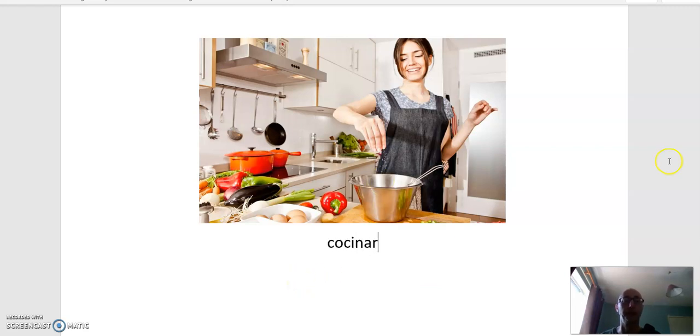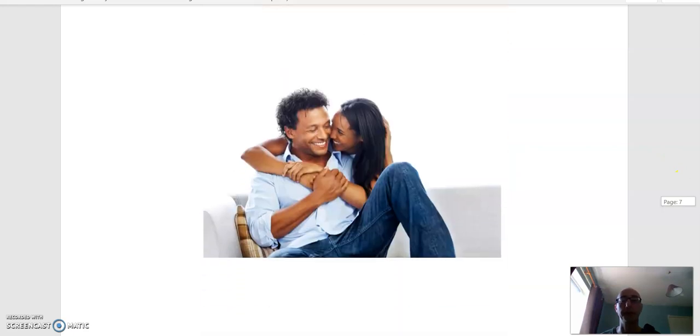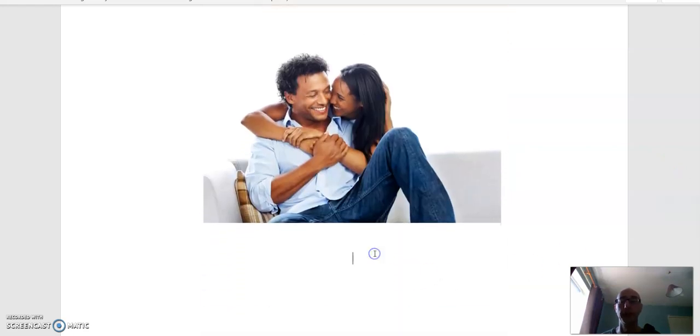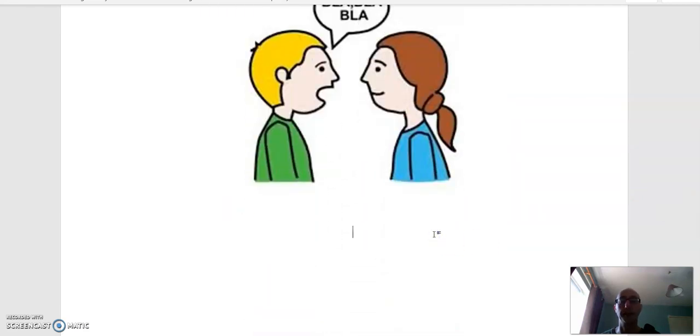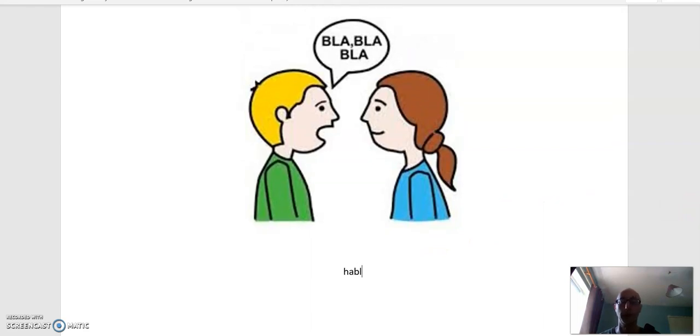Cocinar. Regular AR verb. Next verb. This one is supposed to be to love. Amar. Again, totally regular AR verb. And one more. To speak. ¿Cómo se dice? Hablar.